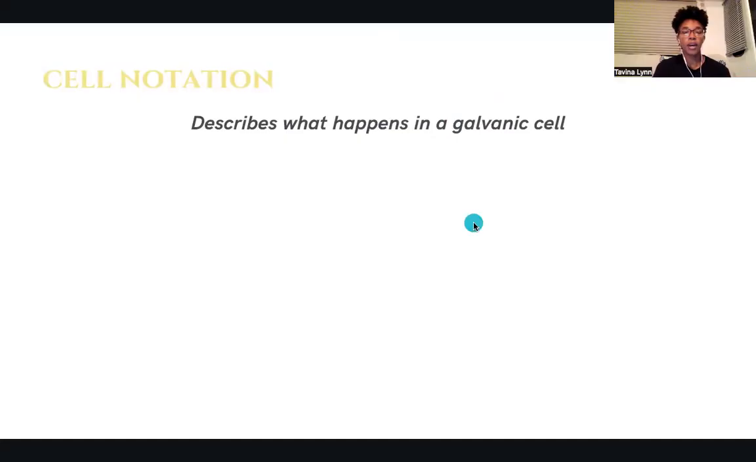Okay, so the cell notation describes what happens in the galvanic cell. In the last video, I said a lot about all the components and compartments in a galvanic cell. The cell notation is writing the general redox reaction that's happening, and it's describing the flow of electrons in a galvanic cell.